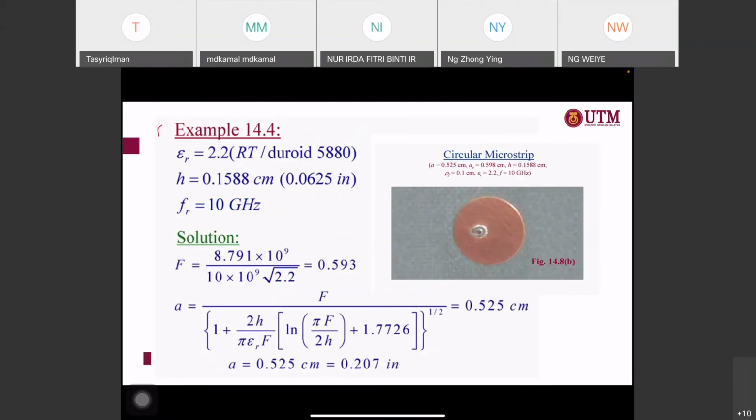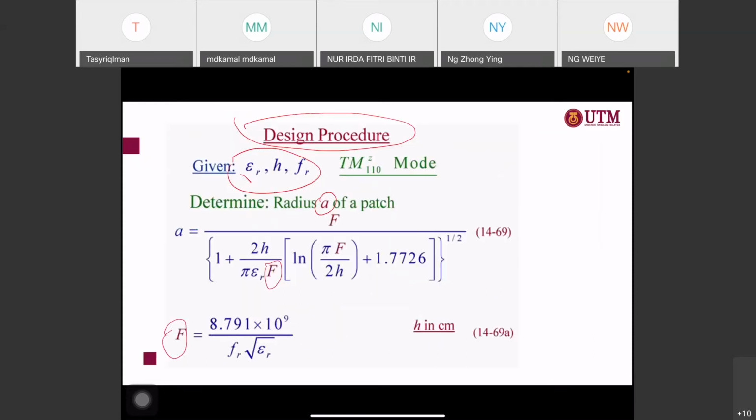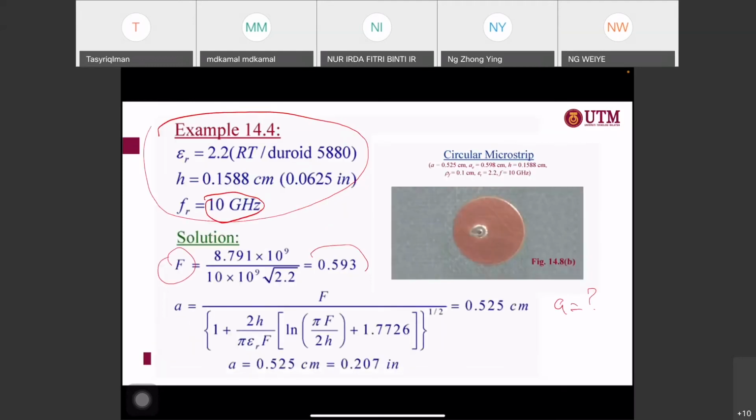Okay, so this is the example, the same thing. You need to find out the resonant frequency. If the resonance is given, you need to find what A is here. The radius will determine the resonant frequency of your antenna itself. Of course, you find the value of your constant, capital F here. Capital F is coming from this one. As you can see, 8.791 times 10^9 over f r. And then you get this value, and you put it into this equation. So you have this particular value of A here.